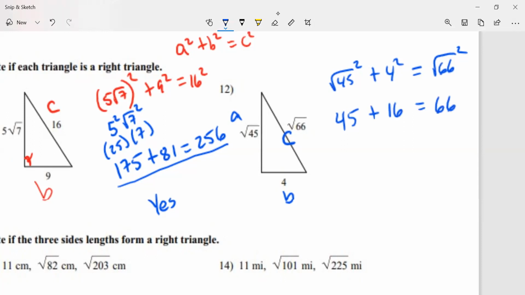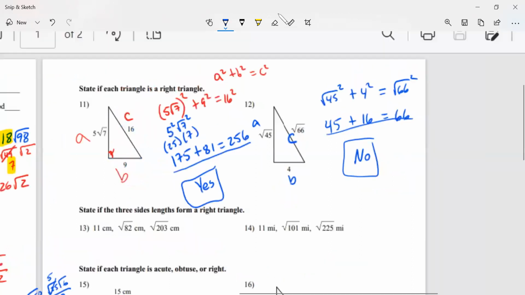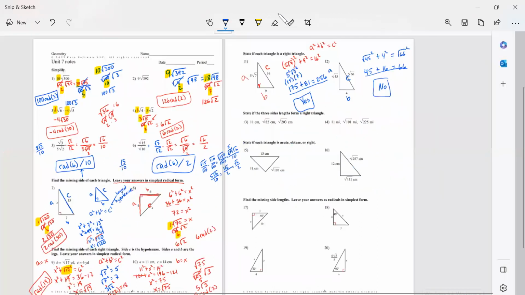So now I'm asking, is 45 plus 16 equal to 66? I know 45 plus 16 is 61, not 66. So in that case, no, this is not a right triangle. My last statement has to make sense. If it doesn't make sense, no, that's not a right triangle. So your answer will be either yes or no. Let me zoom out to what we did today so you guys can take a look.